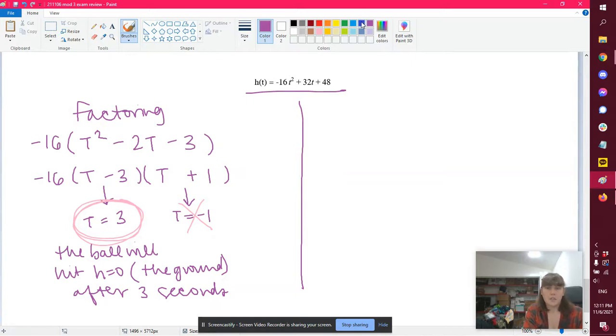If this factoring is intimidating, right? If you look at this and you're like, oh my god, I'm not factoring that, right? You can always use the quadratic formula.